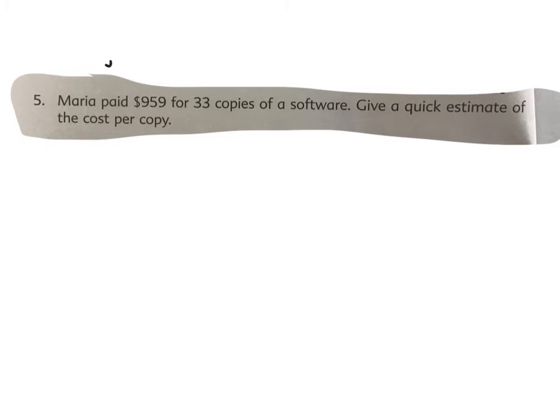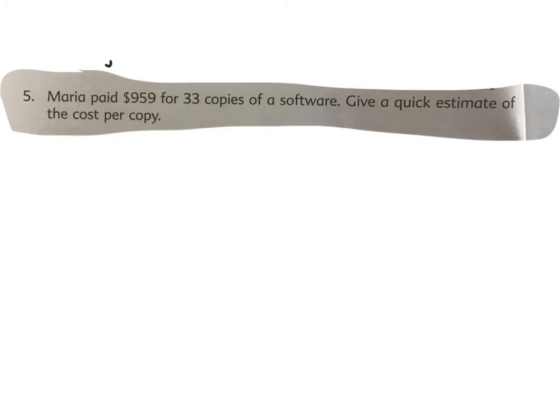Now I have a word problem. Maria paid $959 for 33 copies of a software. Give a quick estimate of the cost per copy. Per copy is going to tell me to divide. So I have 959 divided by 30. Oh, sorry, 33.